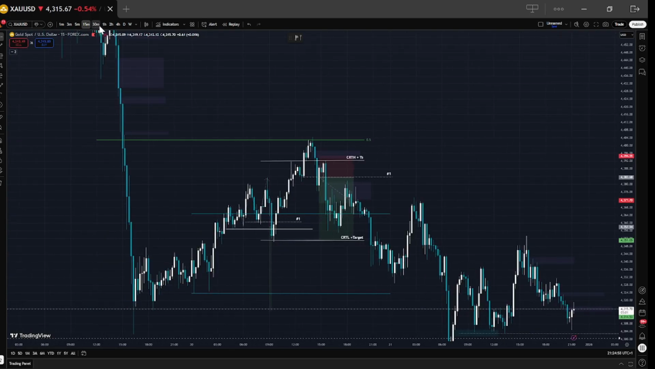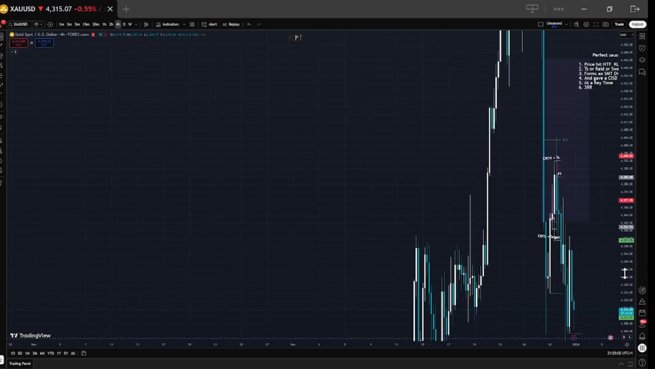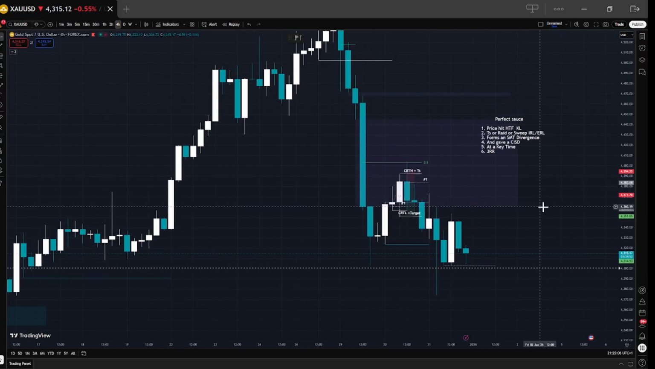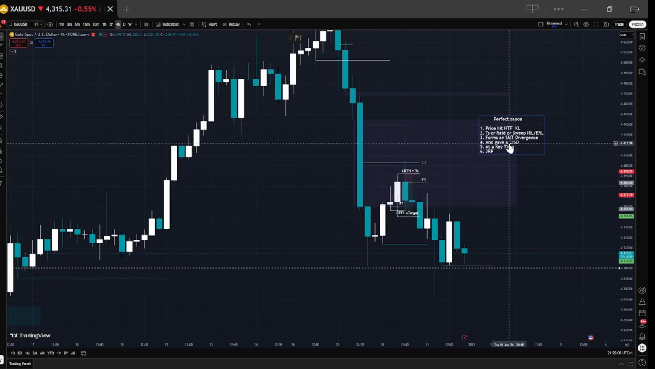And the third confluence, which is the third on the list of my perfect setup, is that it must form an SMT divergence, and the fourth is that it must give us a change in the state of delivery, which I showed with the model 1, at the key time. And then all I have to do is just target a 3 risk reward ratio, 3 RR or more. So let's see this.